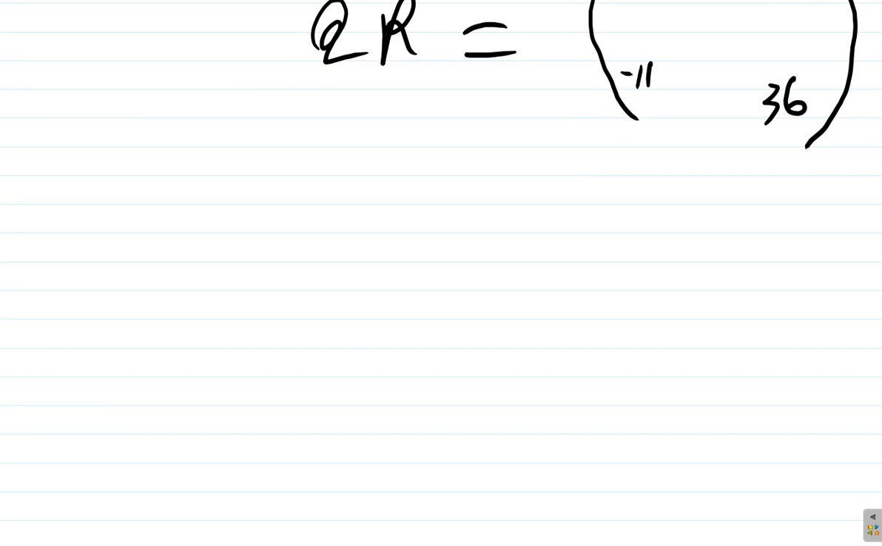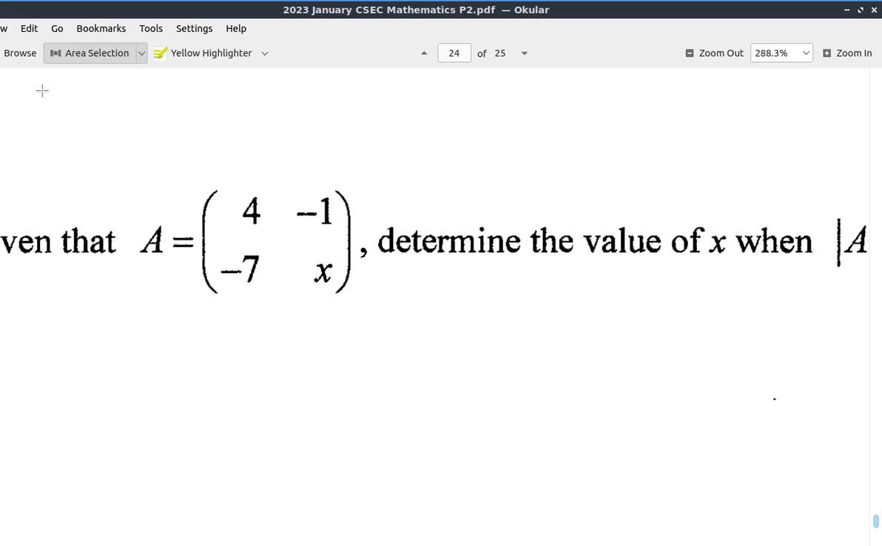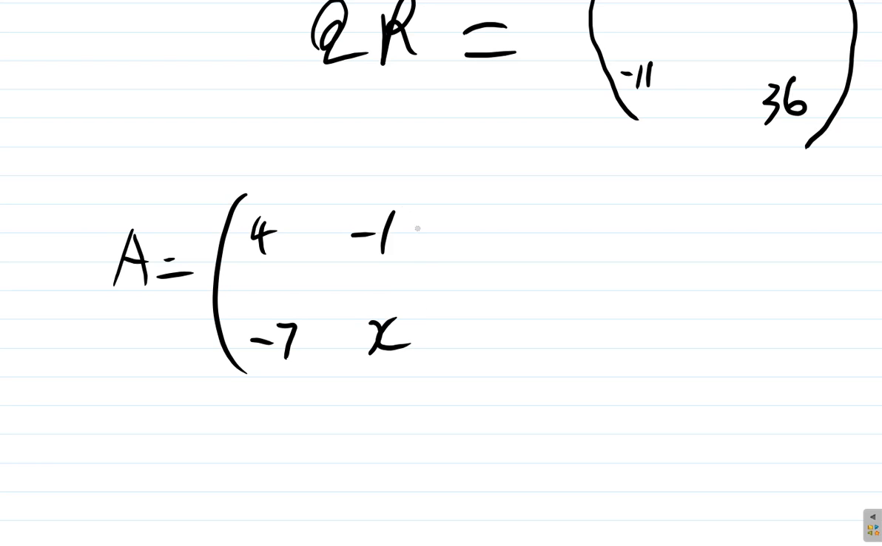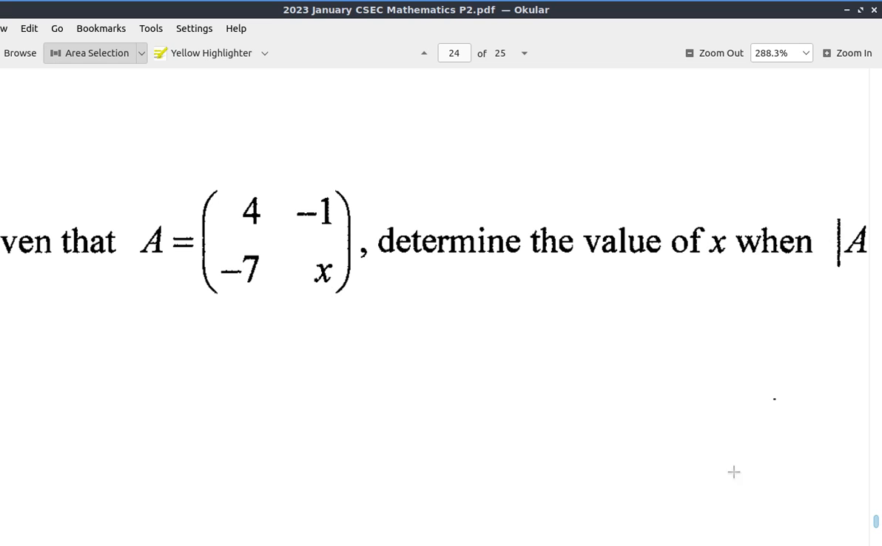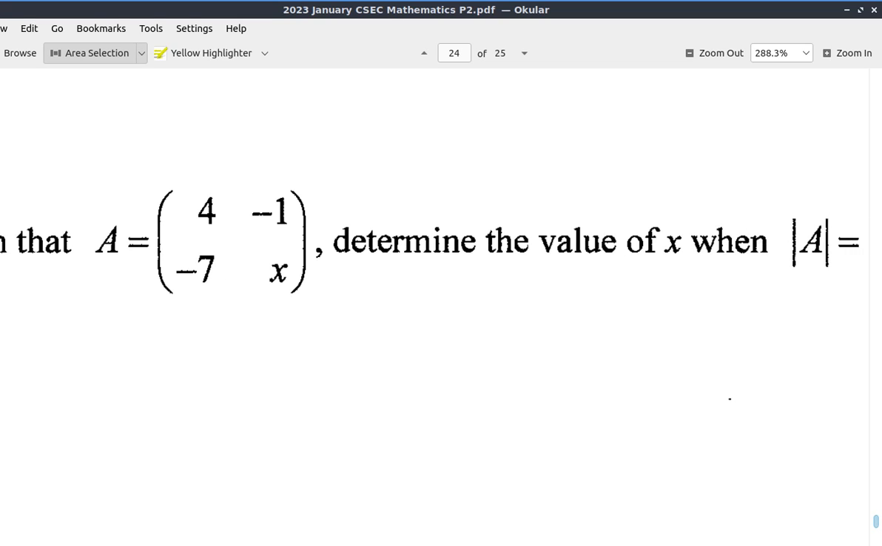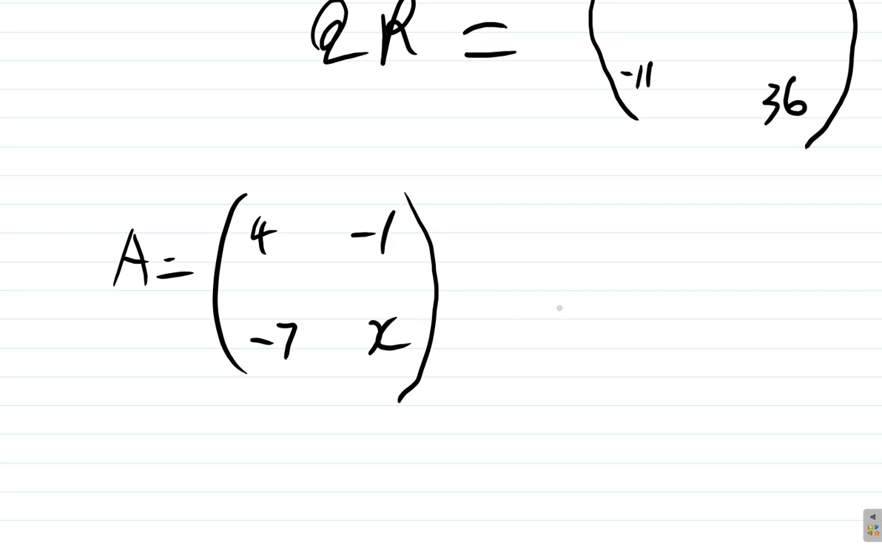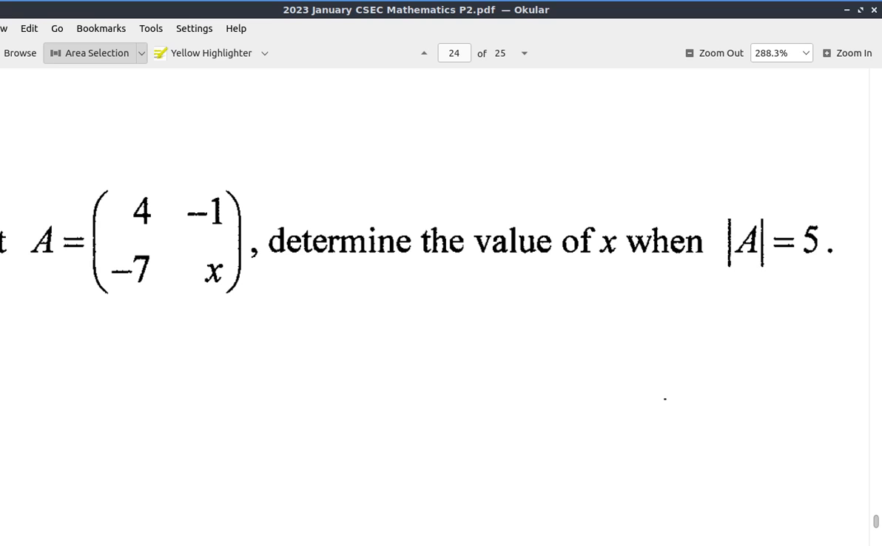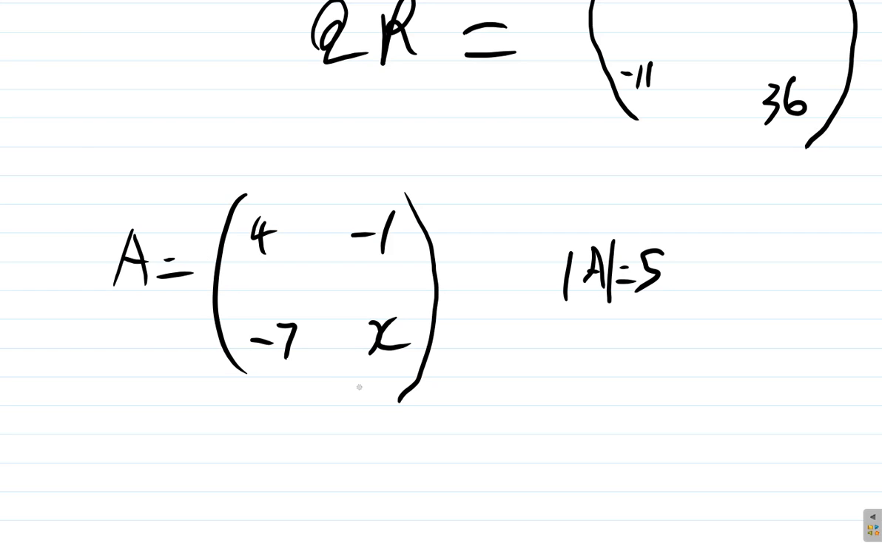So A equals 4, negative 1, negative 7, what? X. Where did I get 8 from? I used 8 a while ago. So X. 4, negative 1, negative 7, X. And then the determinant of A equals 5. You must find the value of X. Did you try that one? Try that one already? Alright, let's see what this is all about.